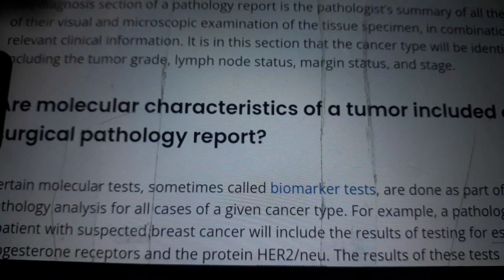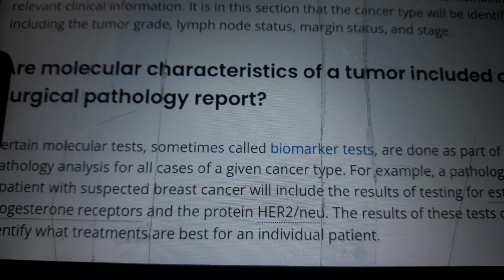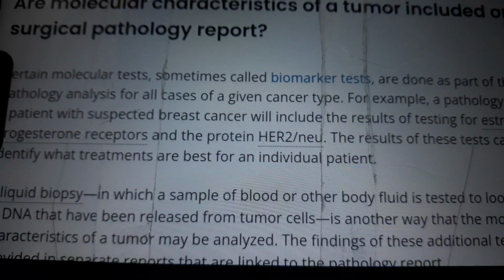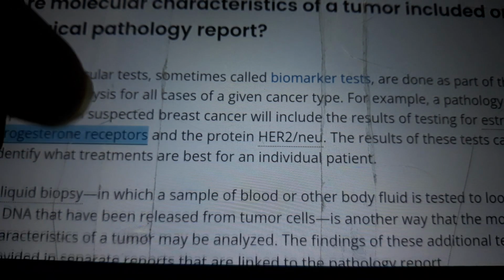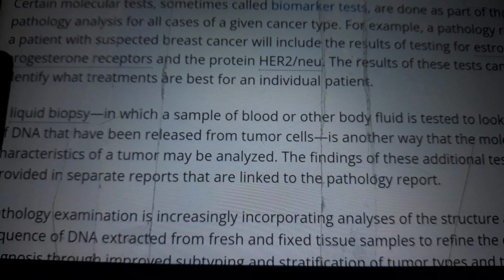The diagnosis section of a pathology report is the pathologist's summary of all the findings of the visual and microscopic examination of the tissue specimen, in combination with relevant clinical information. It is in this section that the cancer type will be identified, including the tumor grade, lymph node status, margin status, and stage. Are molecular characteristics of a tumor included on a surgical pathology report? Certain molecular tests, sometimes called biomarker tests, are done as part of the initial pathology analysis for all cases of a given cancer type.